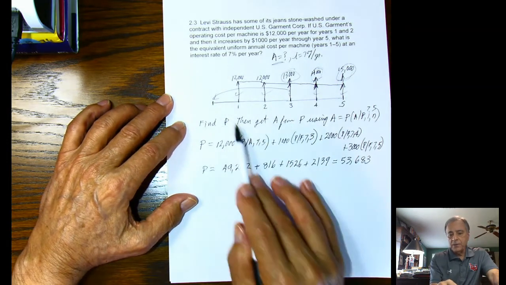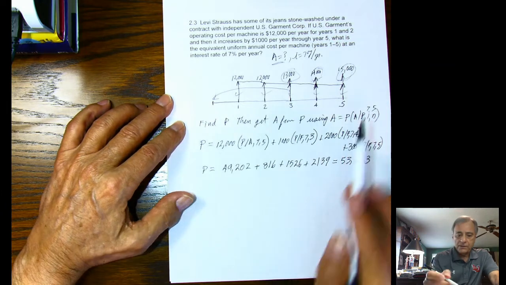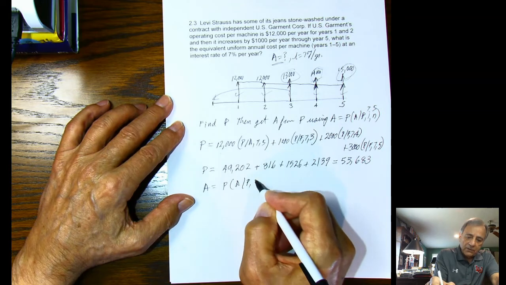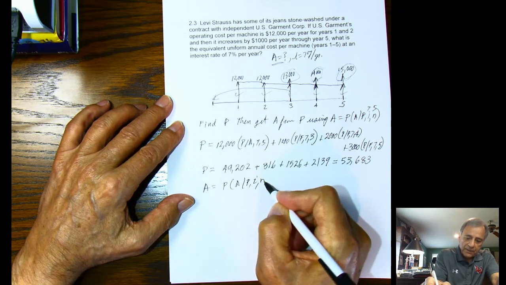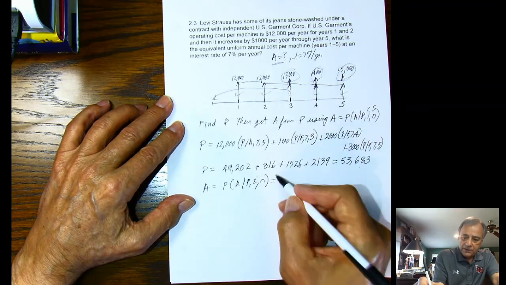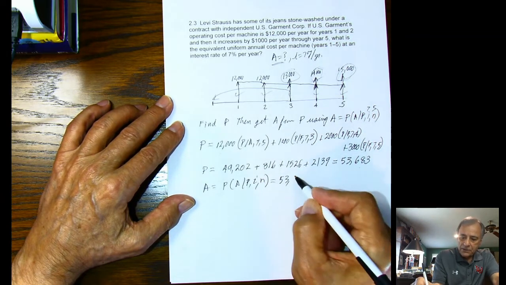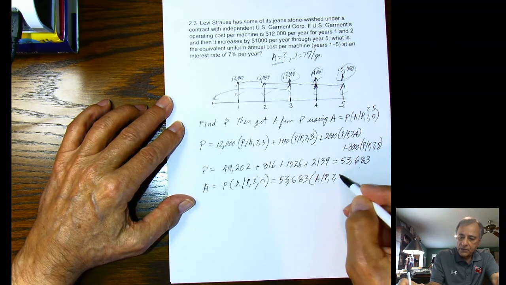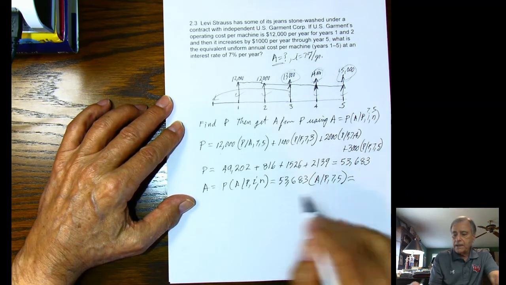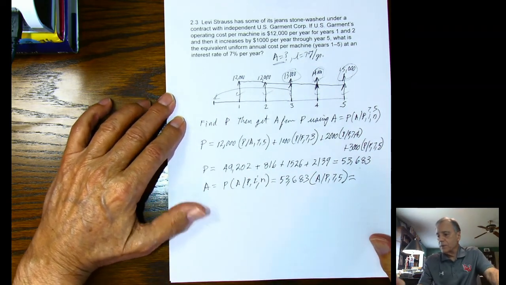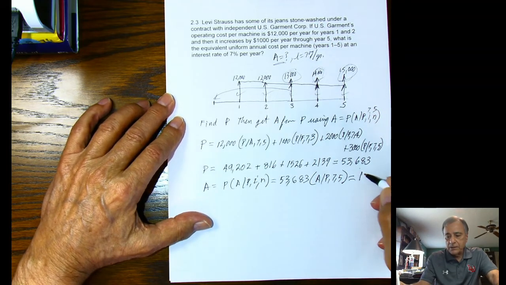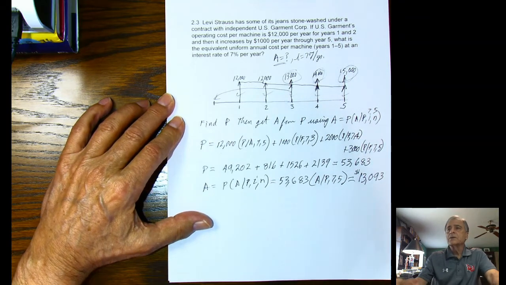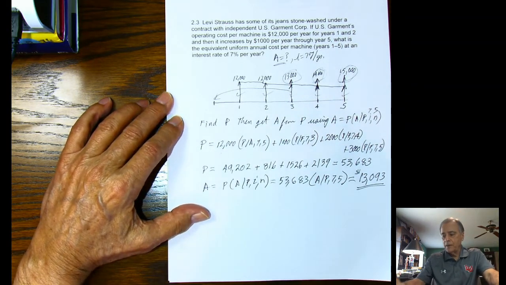Now we know how to spread a present value over 5 years, so we have A is equal to P, A given P at rate i for n periods. We have the P value is 53,683. A given P, the rate is 7%, the number of years is 5, and we crank through that again using the career app or other means, and you get $13,093. That's the solution to this problem.